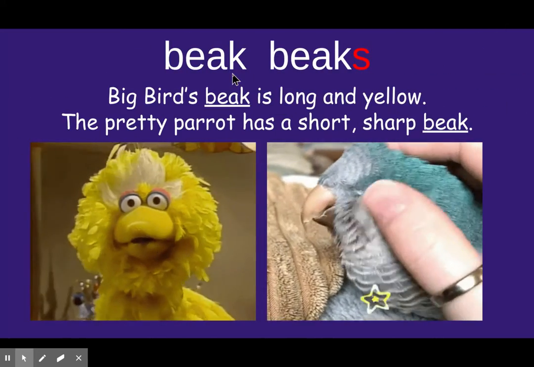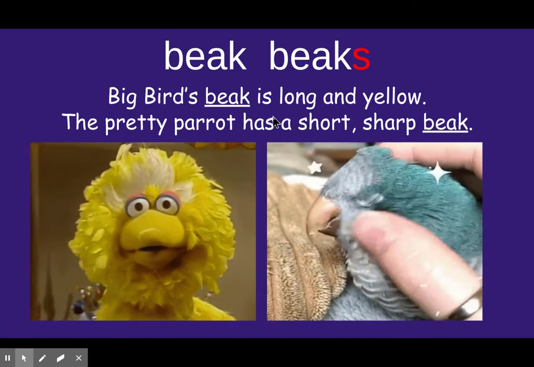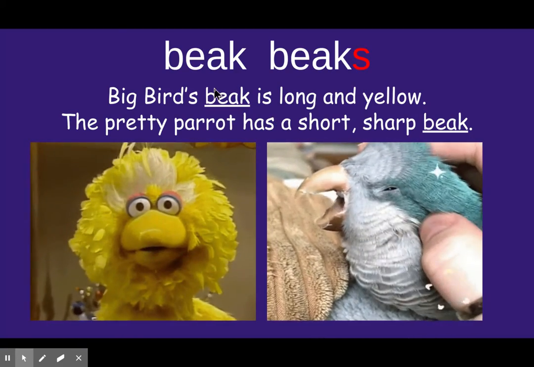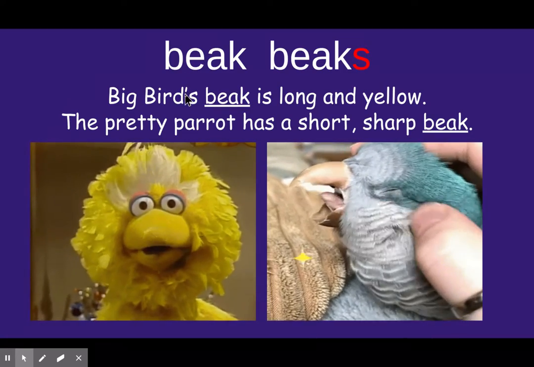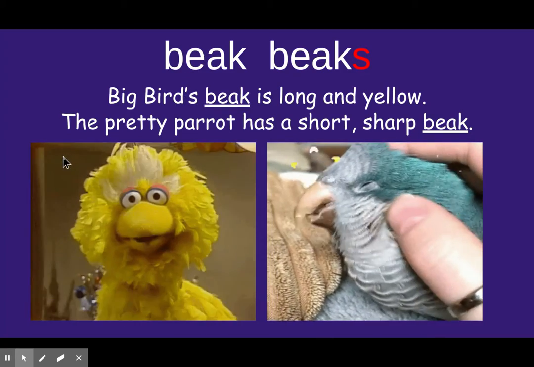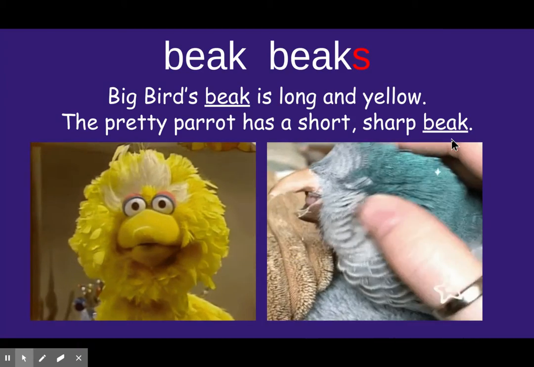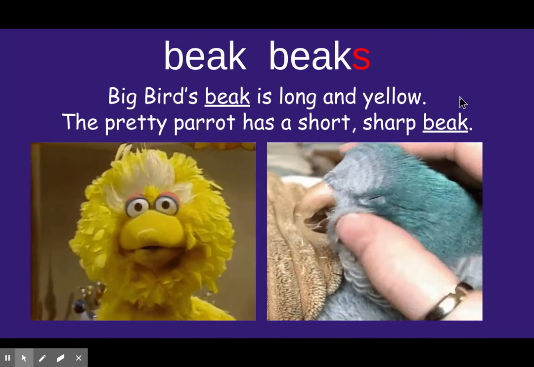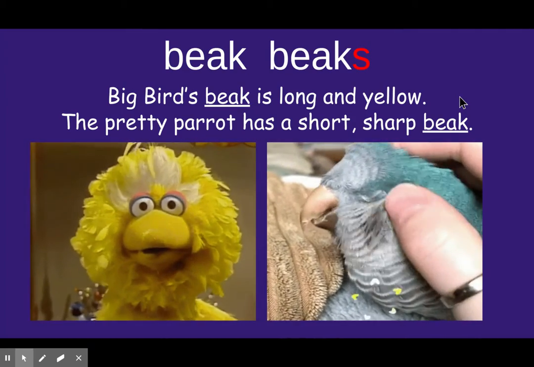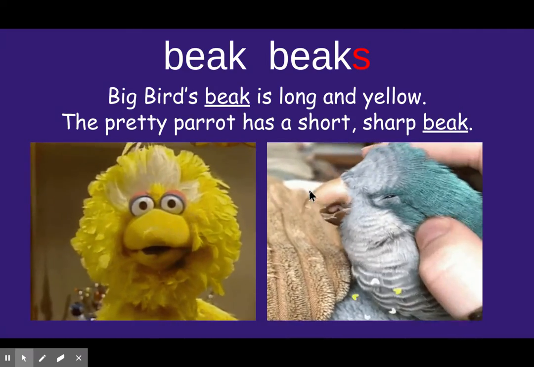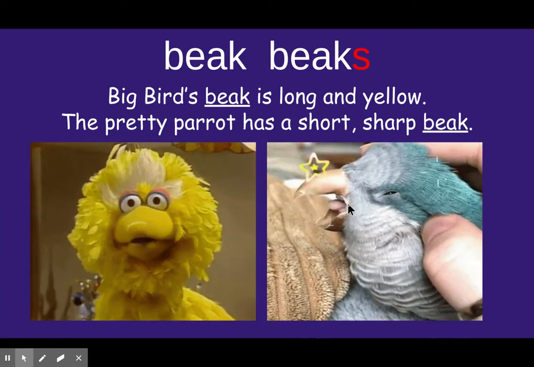Okay, our next word is beak. It's a noun, beaks. Big Bird's beak is long and yellow. Now, do you notice how the beak belongs to Big Bird? So we use the apostrophe S. The pretty parrot has a short, sharp beak. Oh, isn't it sweet, it likes being rubbed and petted. And here is the beak on Big Bird, and here is that sharp, short, hard part of the bird right here in the front.